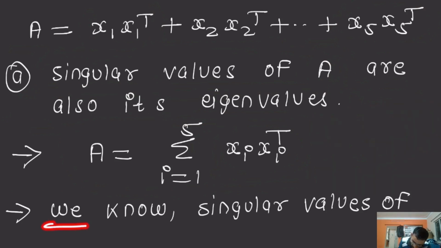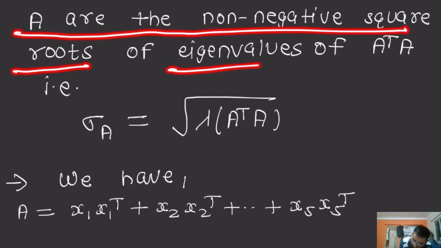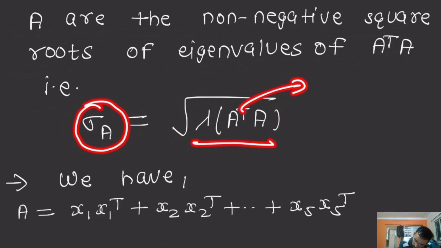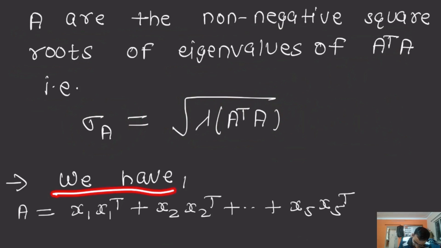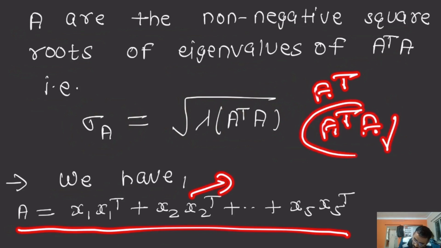We know singular values of A are the non-negative square roots of eigenvalues of A transpose A, which means first we need to find the eigenvalue of A transpose A and then we take the non-negative square root and we get the singular value of A. So for finding the singular value of A, we need to find A transpose, then A transpose A, then the eigenvalues of A transpose A, and taking the non-negative square root, we get the singular value of A. We have A as this given matrix, and now we need to find A transpose and A transpose A.